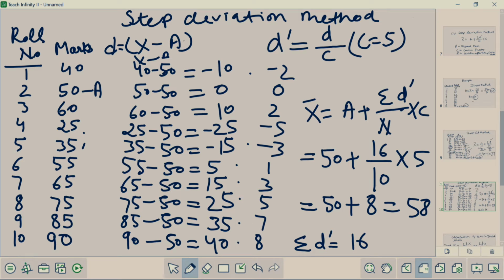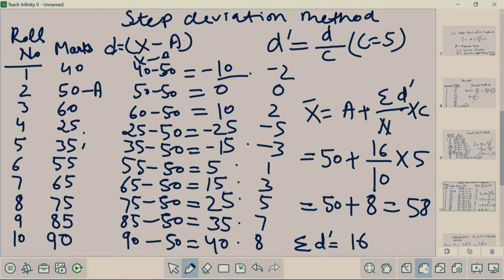Now we are doing the step deviation method. We require d dash here. What is d dash? D dash is the calculation after dividing d by c. What is c? C is the common factor. Here you can see the common factor is 5. You divide all the values of d by 5.